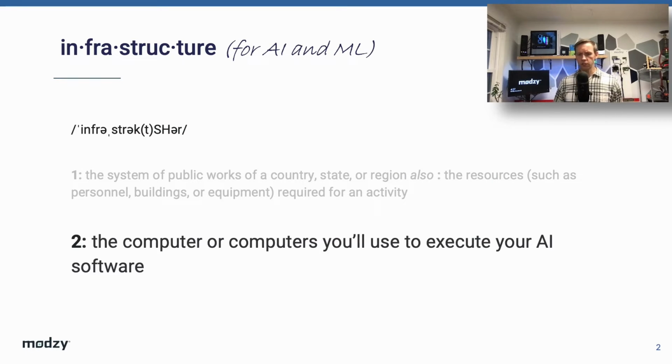So just a quick, simple definition. When I say infrastructure, what I mean is the computer that you're going to use to run your AI software, to run your deep neural network or your linear regression. Whatever that computer is and wherever it's located, that's your AI or ML infrastructure.